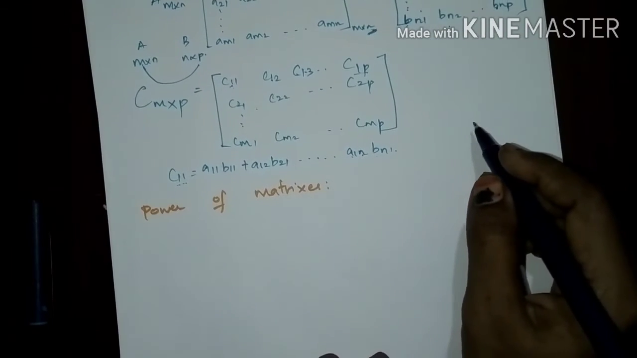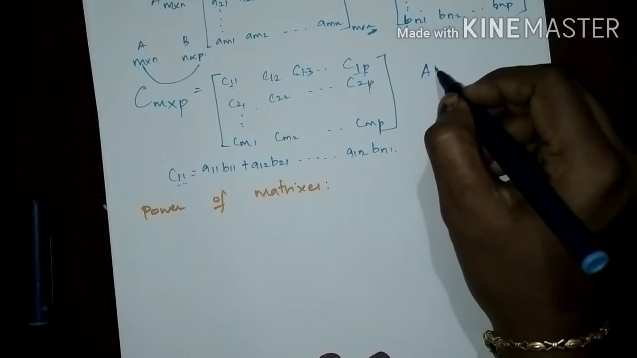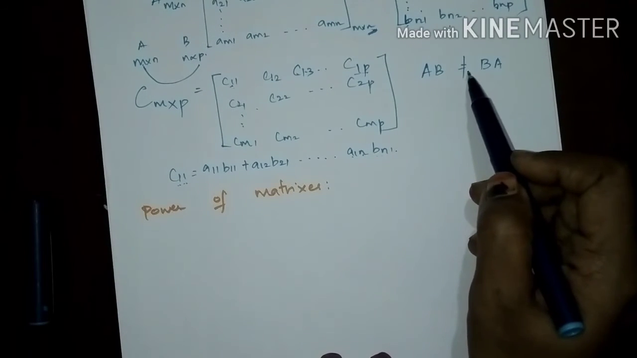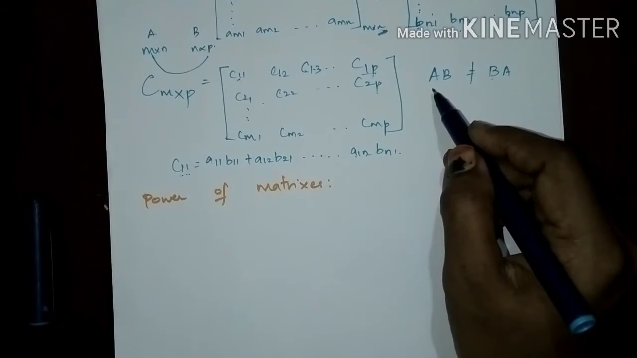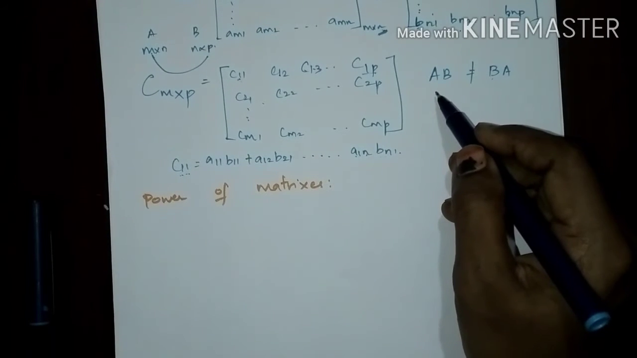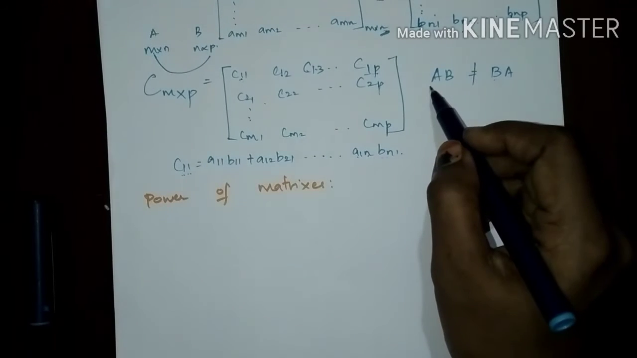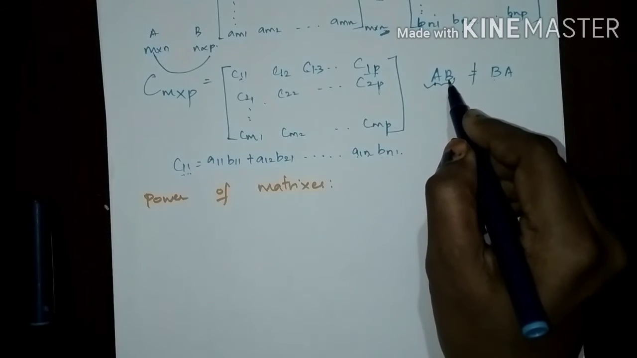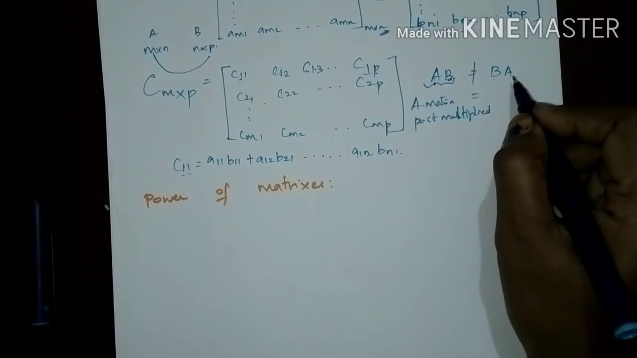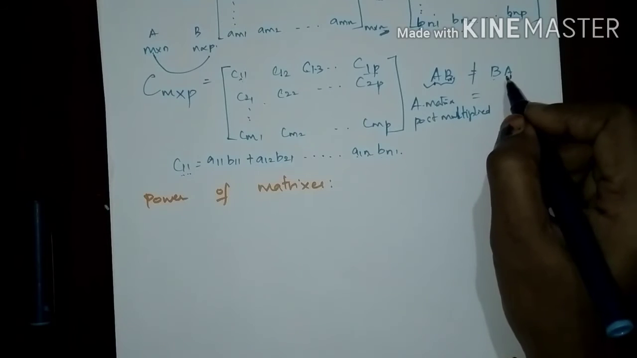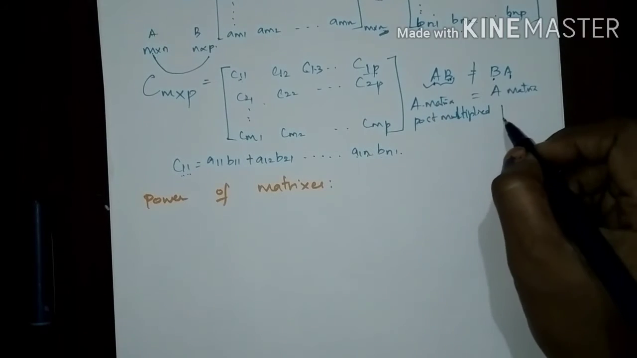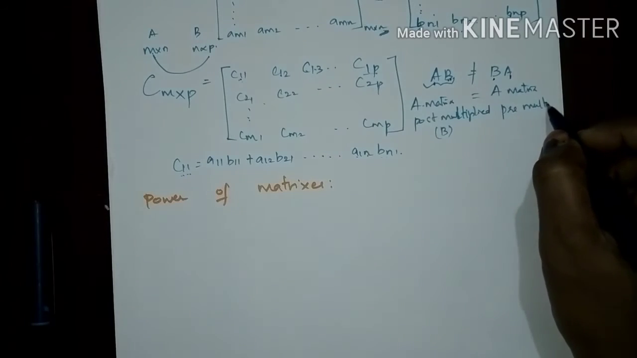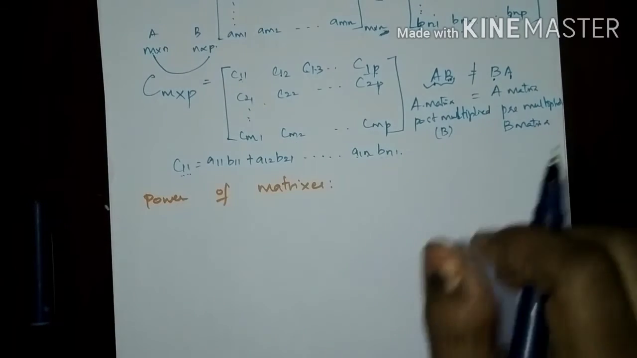And matrix multiplication of two matrices is not commutative. If you multiply both matrices, the result would not be equal to the reverse multiplication. We can discuss post and pre-multiplication in the case of A matrix. In this condition, A matrix is post-multiplied with B, whereas here, A matrix is pre-multiplied with B. We can't get the same value.